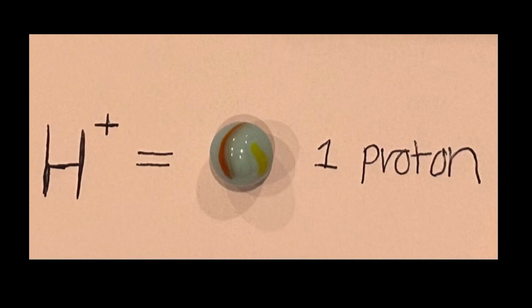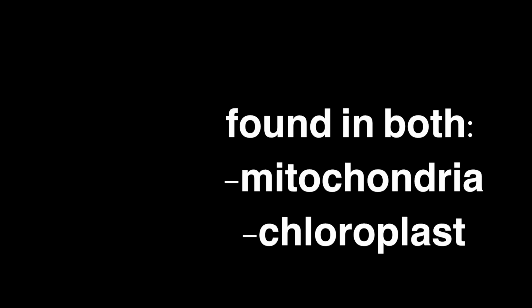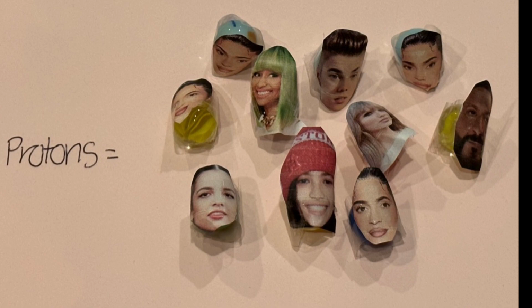First, we want to clarify some things. We refer to the hydrogen ion as protons because the hydrogen ion is structurally one proton. Secondly, ATP synthase is found in both the mitochondria and the chloroplast. Thirdly, our protons are represented by celebrities.